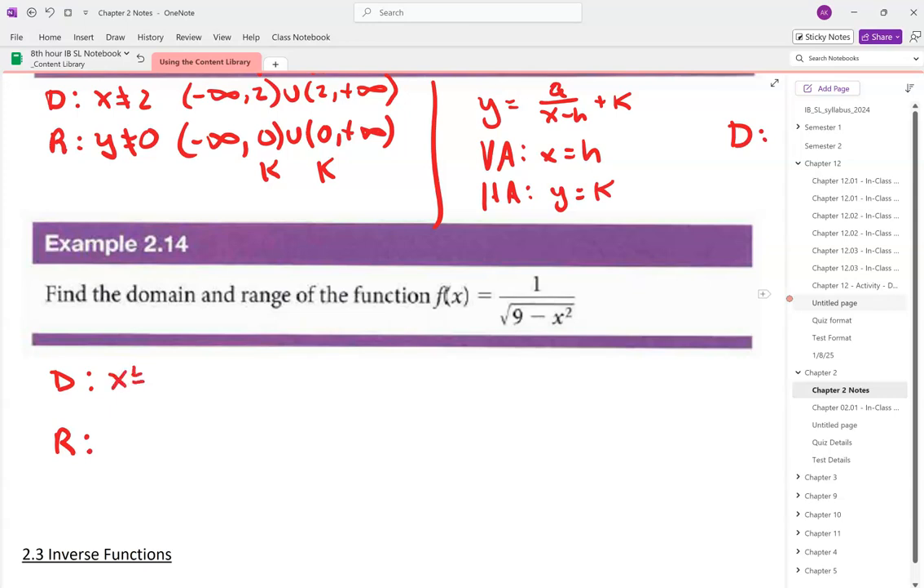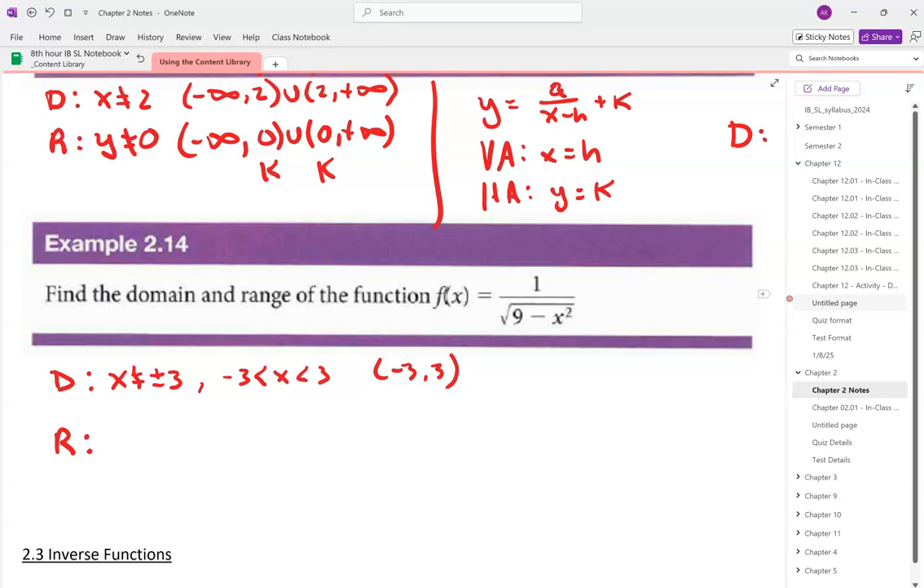Great. Or negative 3, right? Okay. And it also can't be less than negative 3. Everybody's okay there? So there's my domain, just negative 3 to 3, with open ends.